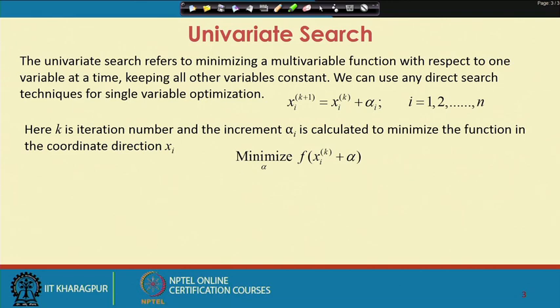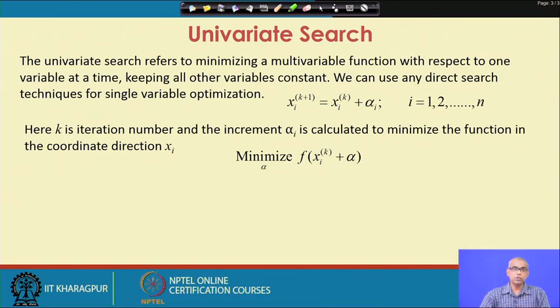Let us start with some discussion on univariate search. The univariate search refers to minimizing a multivariable function with respect to one variable at a time, keeping all other variables constant. So, this means if you have a multivariable function, you pick up any one variable, keep all other constant. So, maximize or minimize the function with respect to only one decision variable, keeping all other constant. For doing this, you can use any direct search techniques that you have learned for single variable optimization.